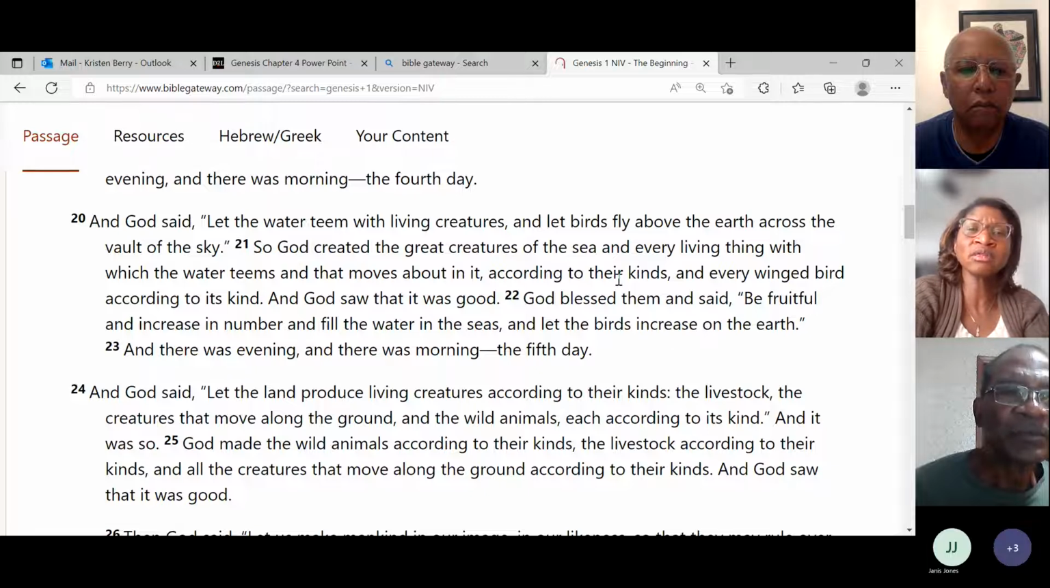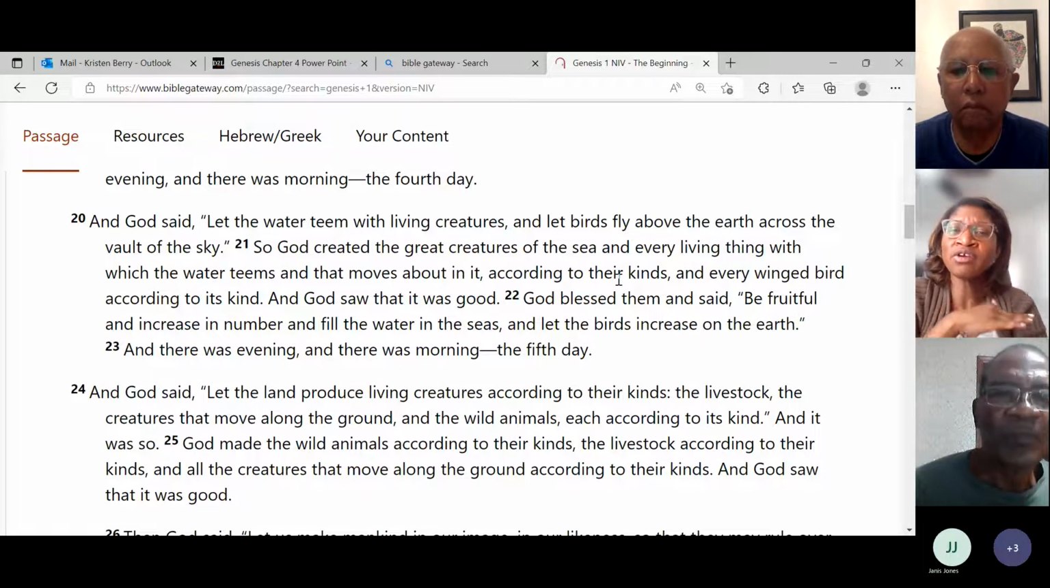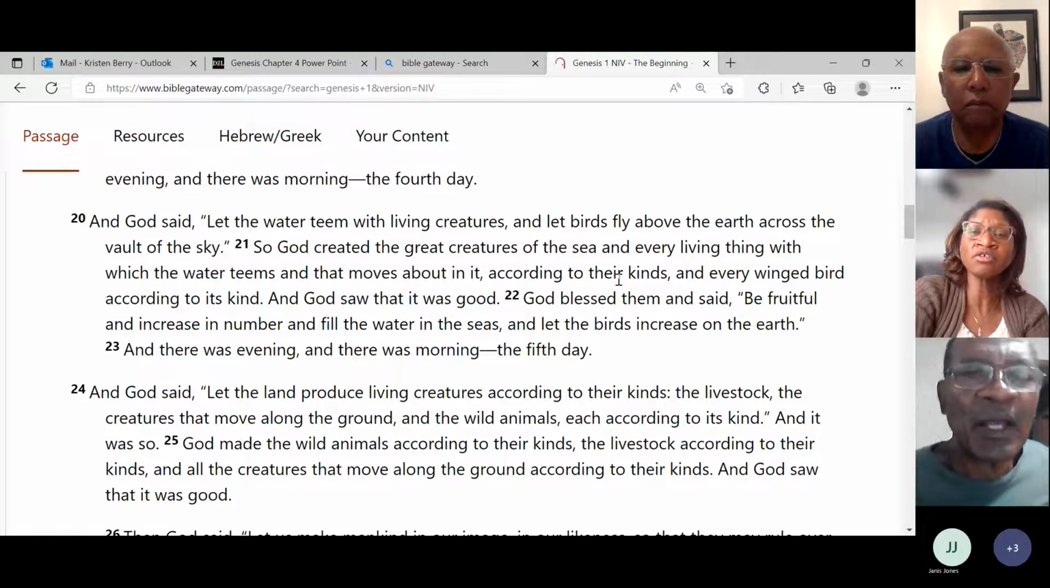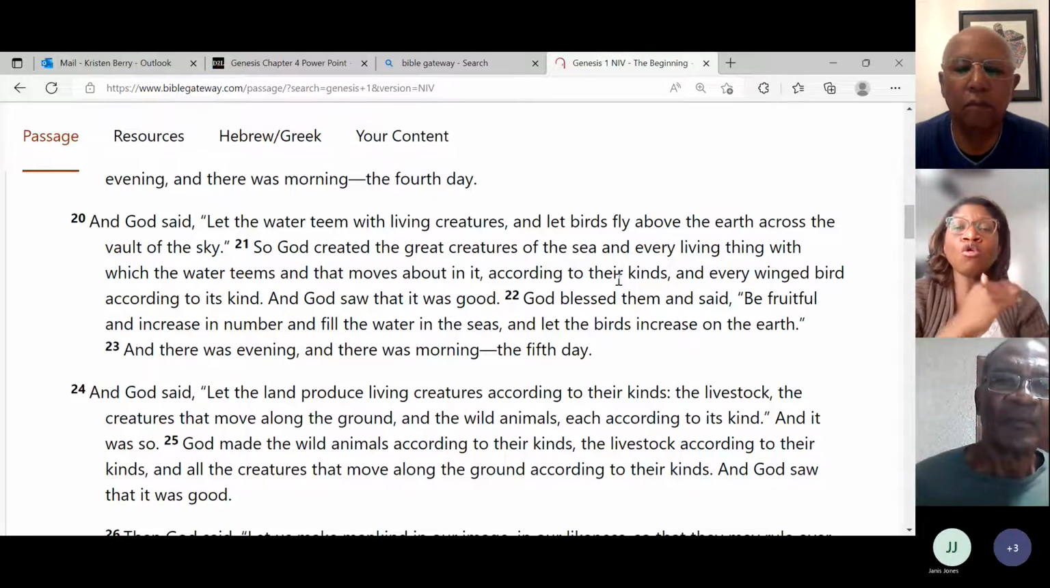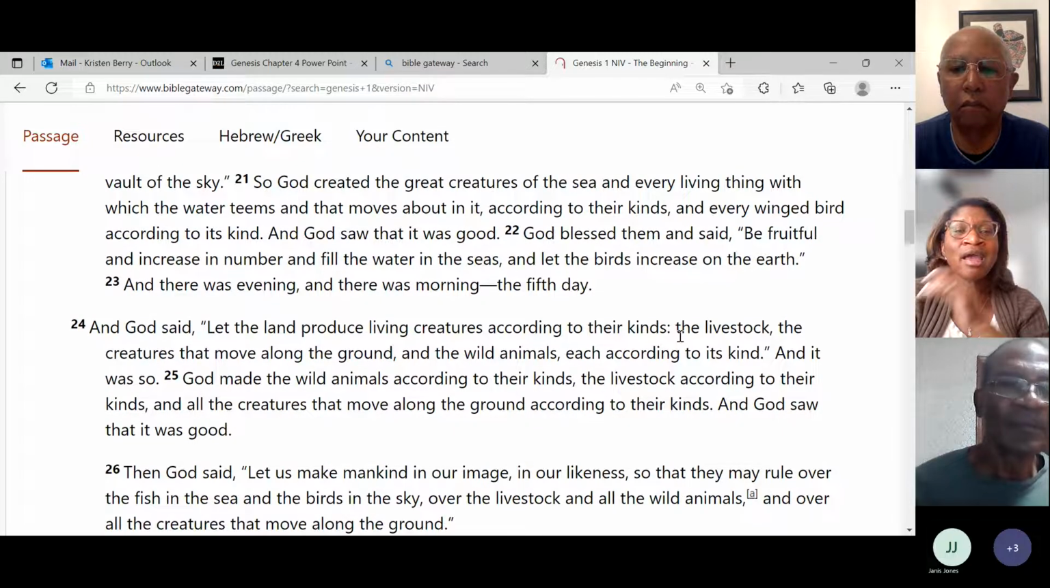And God said, "Let the water teem with living creatures, and let birds fly above the earth across the vault of the sky." So God created the great creatures of the sea and every living thing with which the water teems and that moves about in it according to their kinds, and every winged bird according to its kind. And God saw that it was good. God blessed them and said, "Be fruitful and increase in number, and fill the water in the seas, and let the birds increase on the earth." And there was evening, and there was morning.